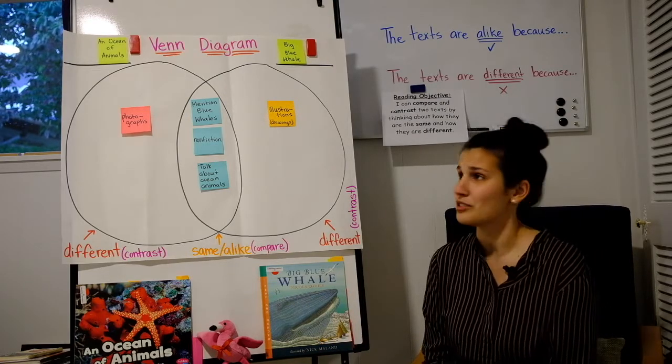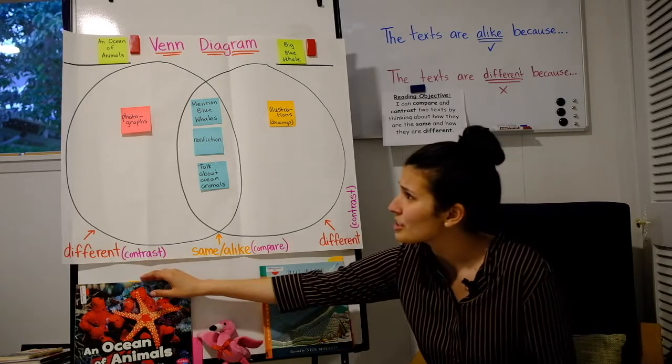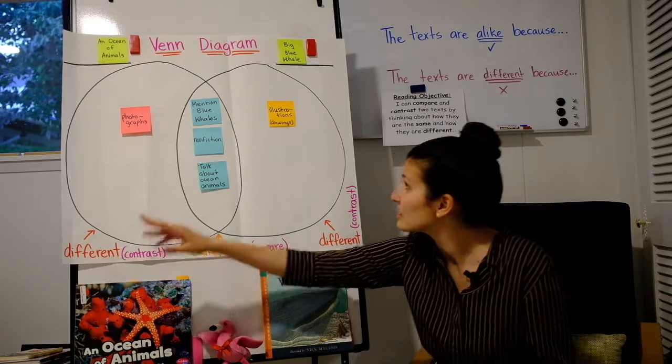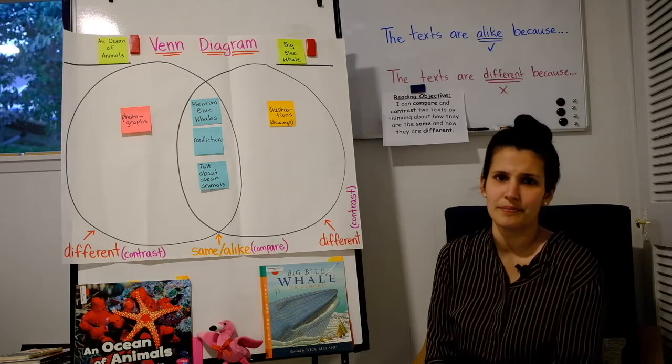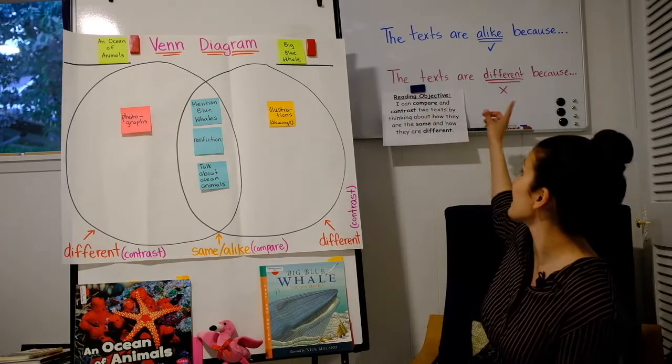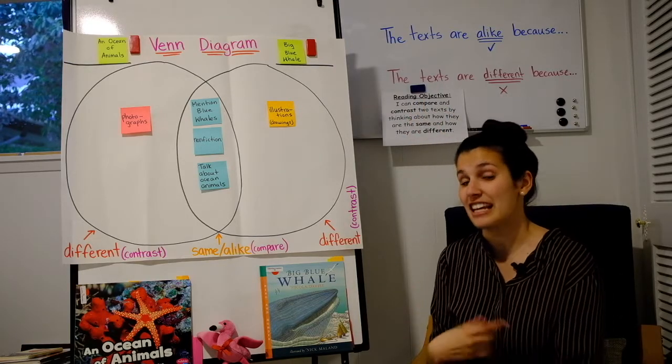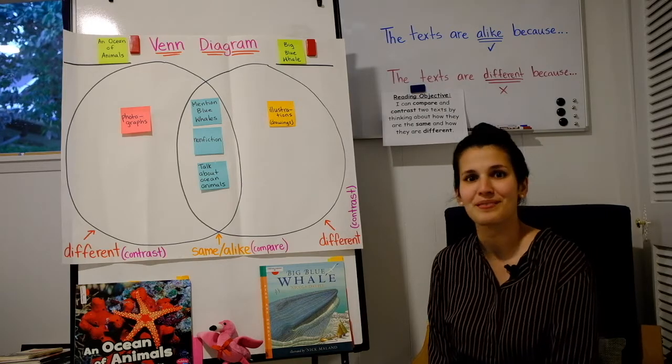Why don't you guys give it a try? Think, how is An Ocean of Animals different from Big Blue Whale? And don't forget, you can use this stem. You can tell your partner first and then write it, or vice versa. Go ahead.